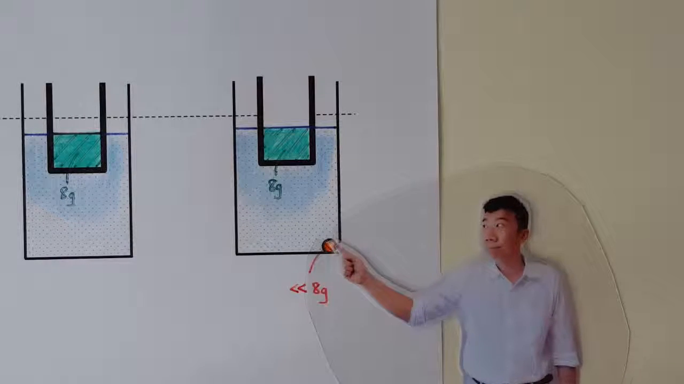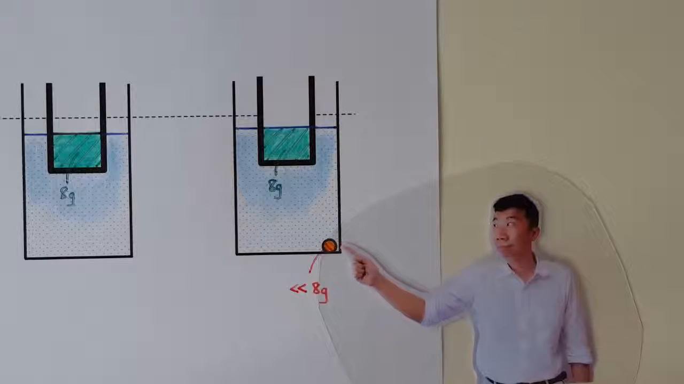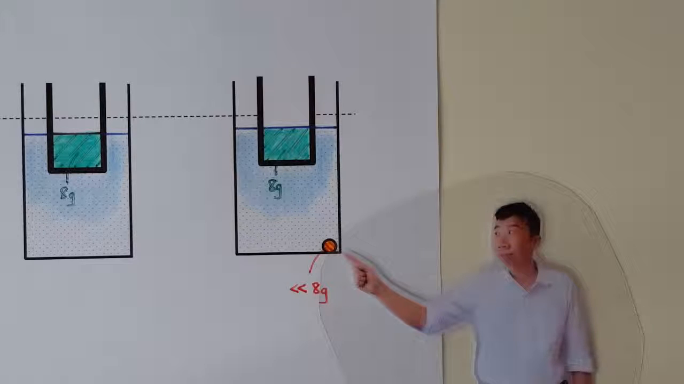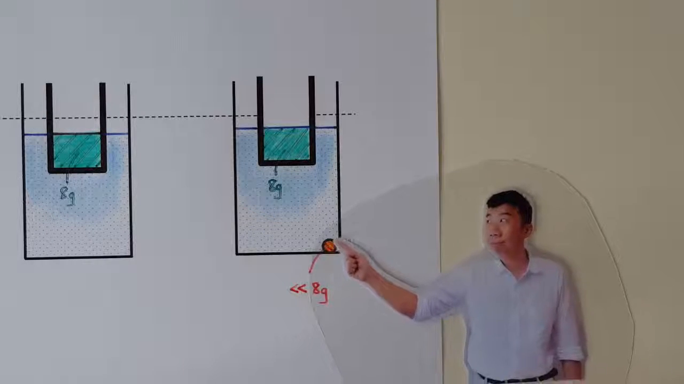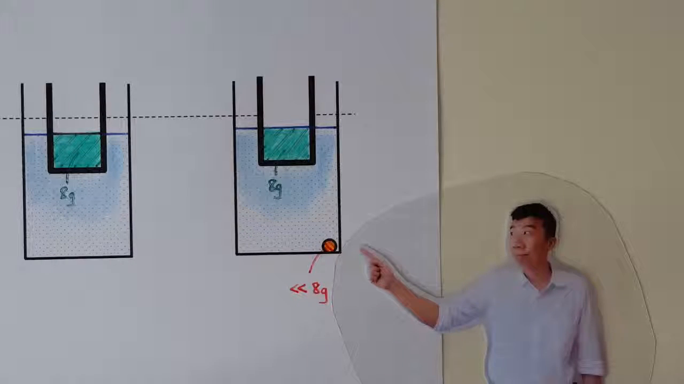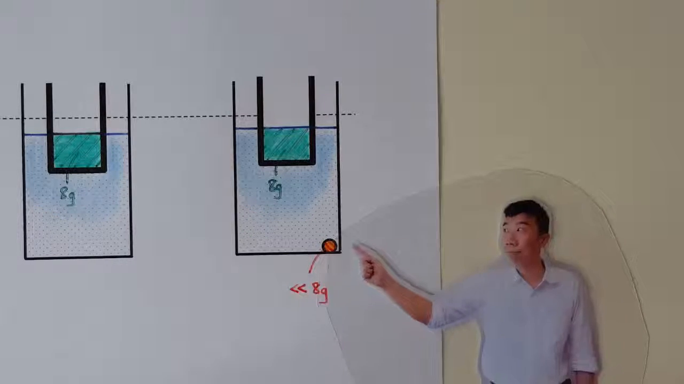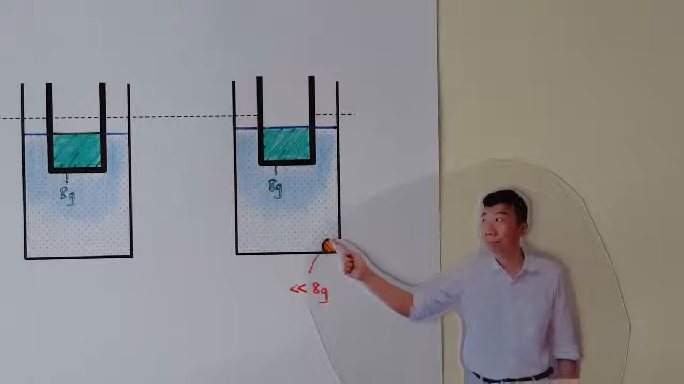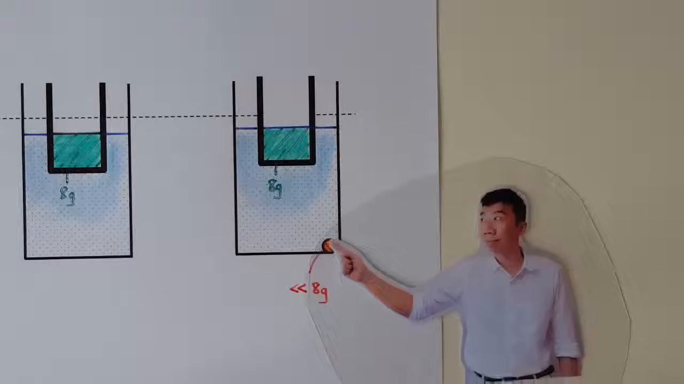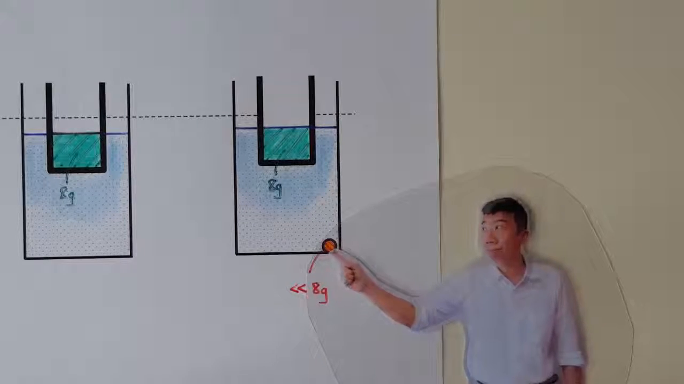The answer is no. A sunken lead ball displaces only its own volume of water. Do you think this volume of water weighs as much as this volume of lead ball? Of course not. Lead is about 8 times as dense as water. So if this is 8 grams of lead, this will be just about 1 gram of water.